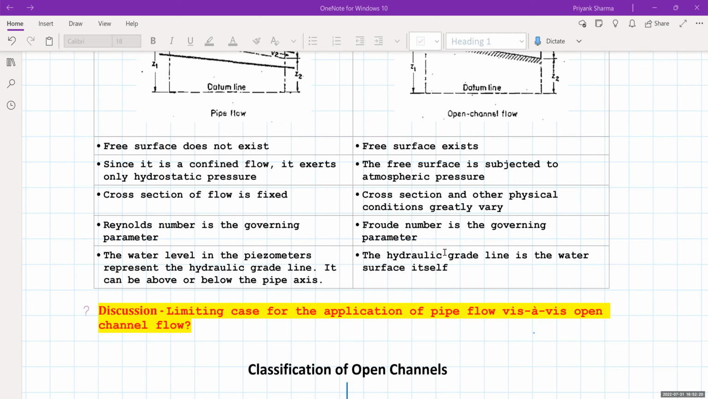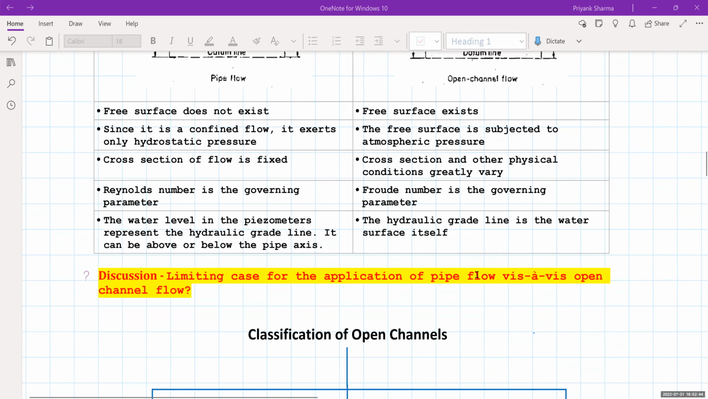Like I'll give you an example. Let us say if you want to transfer water from lower elevation to higher elevation, that is against the gravity, you cannot apply open channel flow. But pipe flow is applicable there. Even where gravity is there, you can apply pipe flow also. So what is the case where the pipe flow cannot be applicable? That limiting case, you need to think about it. So let's move on to the next topic.